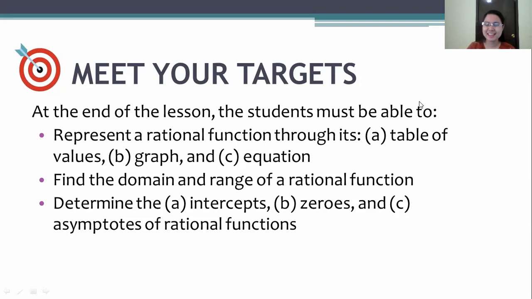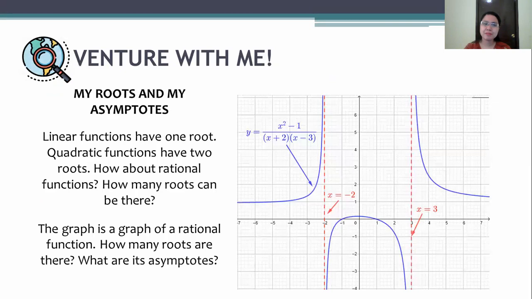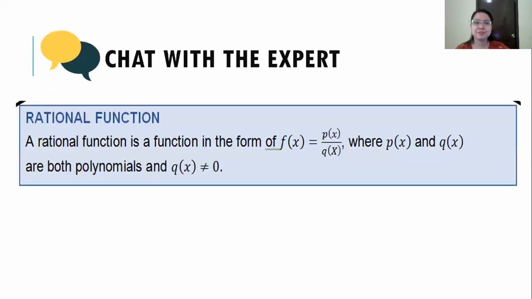Now let's start. Let's go directly to our chat with the expert. Remember that a rational function is in the form f of x equals p of x over q of x, where the numerator and the denominator are both polynomials, and our denominator should never be equal to 0, or else your function becomes undefined.